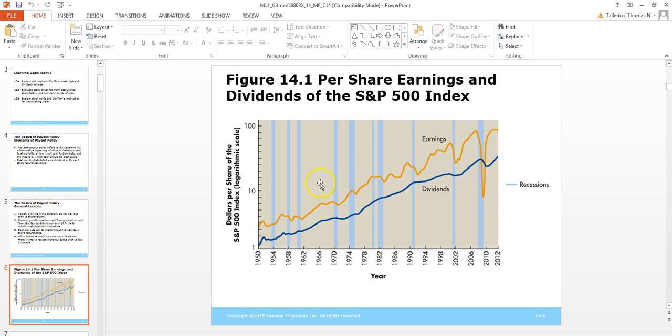And this was the companies within the S&P 500, right? Because this is the S&P 500 index, and that's not a company. So this is taking all the 500 companies in the index together. The earnings dropped, but the dividends, not that much. These light blue lines represent recessions that went on. And of course, 2008-9 was the Great Recession.